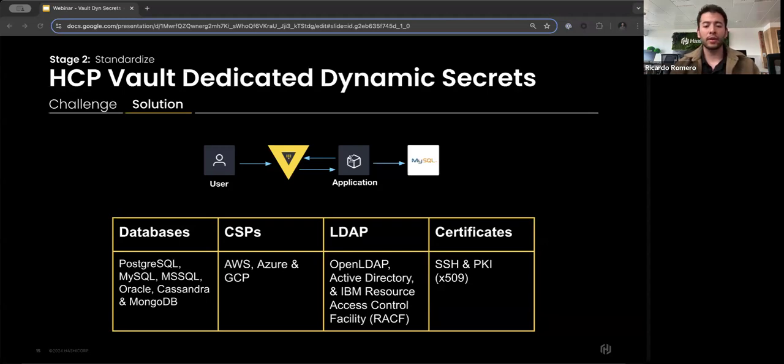And in this case, Vault helps us easily create and manage dynamic credentials for any user that might need access to those platforms. We also have the LDAP secrets engine, which provides management for LDAP credentials, as well as the dynamic creation of those credentials. And it can integrate with different implementations of version 3 of LDAP. So we have OpenLDAP, we have Active Directory, and IBM RACF. And then we also have certificates.